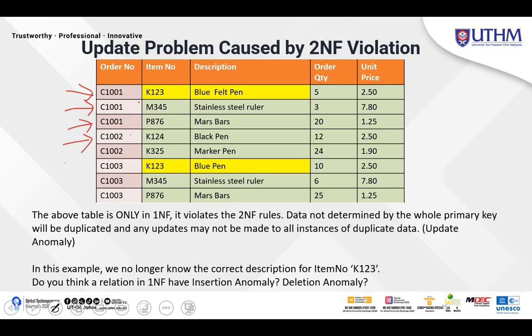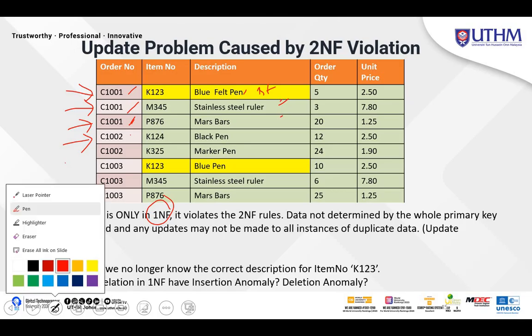This repetition is no problem, but here everything is in a single row. So inside here we don't have, like, comma, black pen, comma, red pen. No, we don't have multiple values inside one row. So that's why we say it's in first normal form. It is not in the second normal form. Data not determined by the whole primary key will be duplicated in any updates.